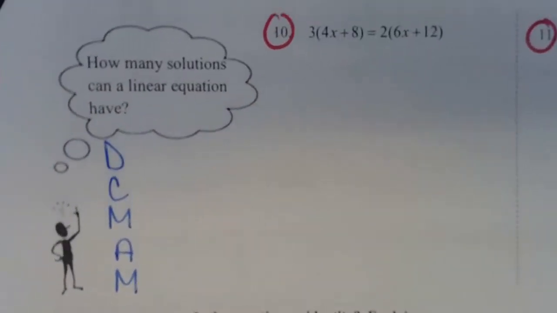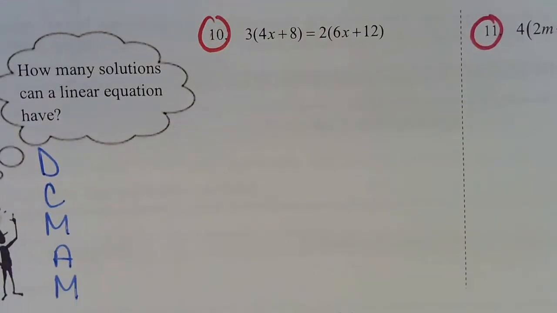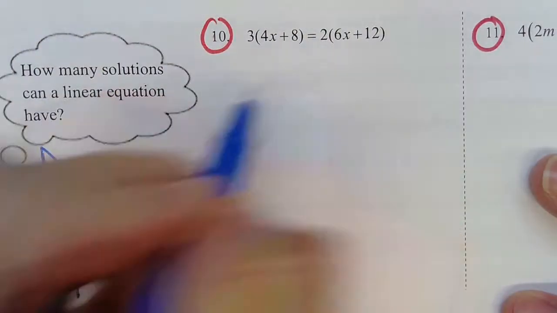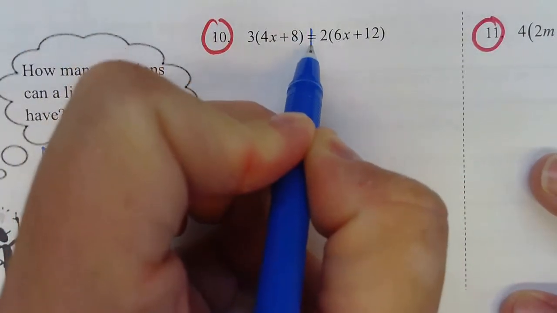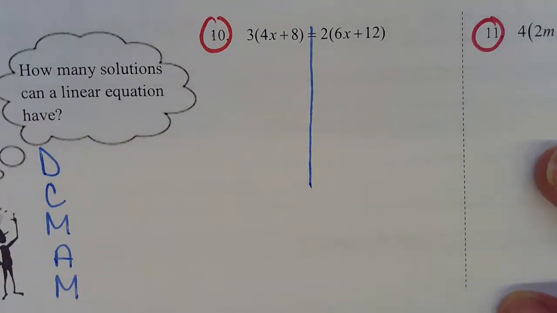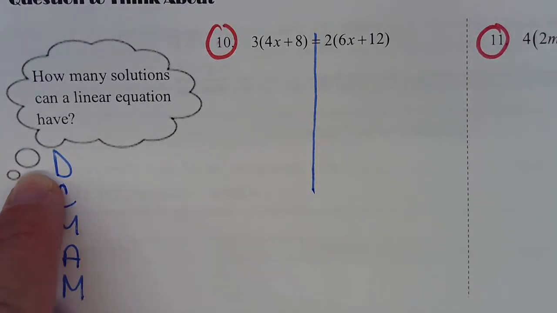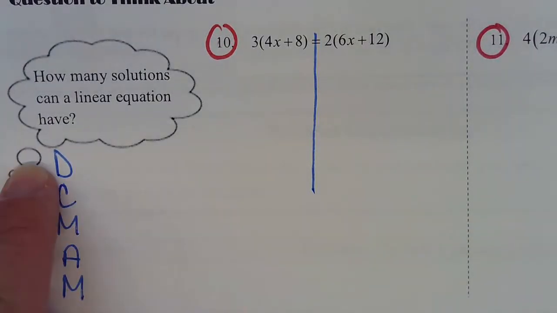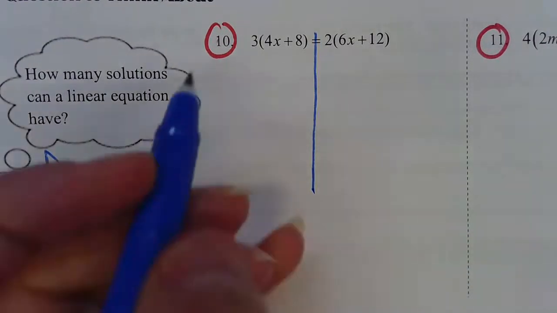Okay, so let's take a look at number 10. I love that I figured out how to zoom in. There we go. So for number 10, I'm going to draw a line down my equal sign. First thing that we have to do in number 10 here, the D stands for distribute. So we're going to distribute.